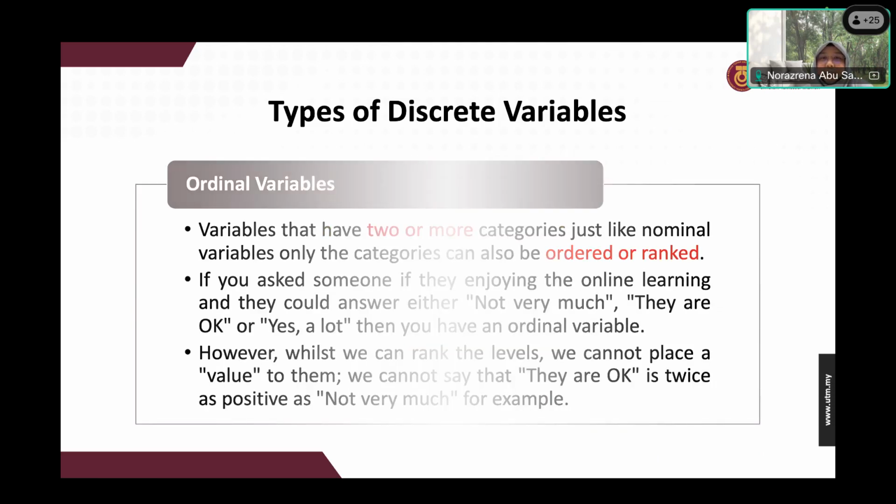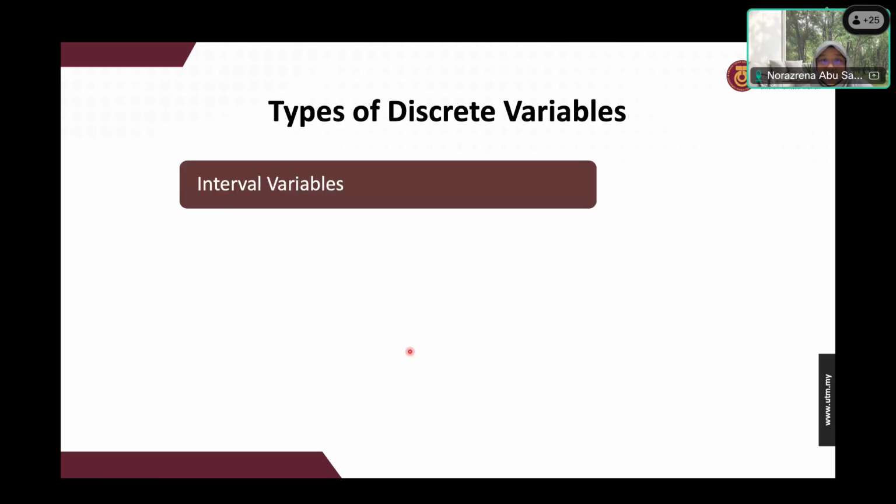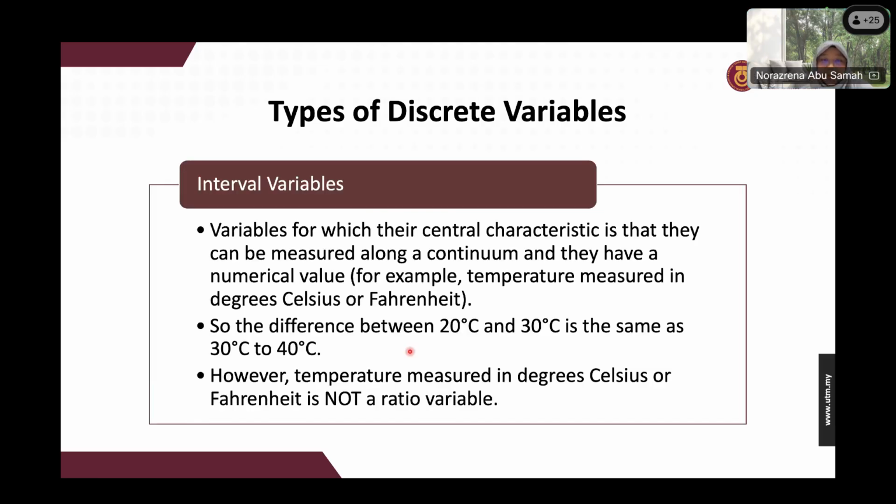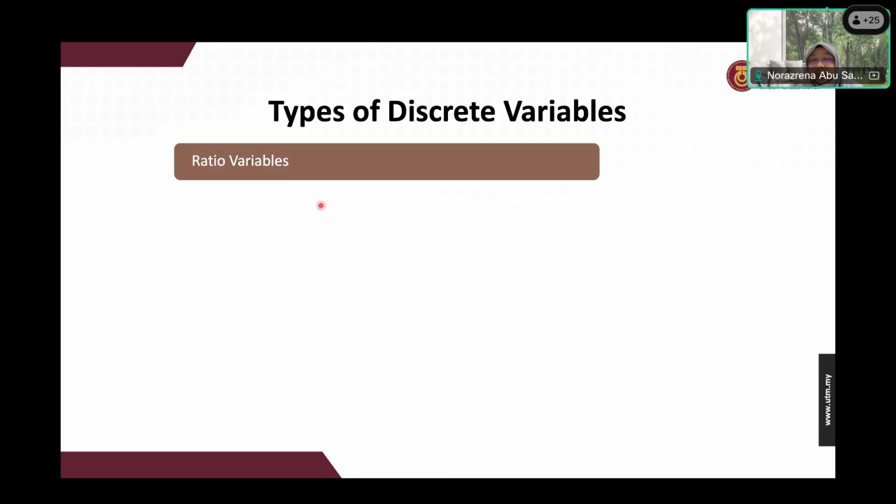Okay, and then we have interval variables. Sorry, this one is incorrect. This interval variables is actually continuous variable, because I changed the template, so I forgot to change the title. But this is the continuous variables, all right? You need to correct it yourself. Interval variables is continuous variables. For continuous variables, we have two. The first one is interval, the second one is ratio.